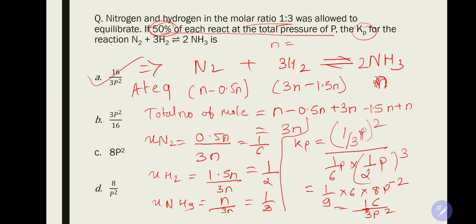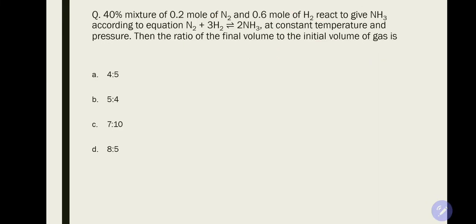Got it? Now let's see the next question. The next question: 40% of a mixture of 0.2 mole of N2 and 0.6 mole of H2 reacts to give ammonia according to the equation N2 plus 3H2 gives 2NH3 at constant temperature and pressure. Then you have to find the ratio of the final volume to the initial volume. Now how to solve this?